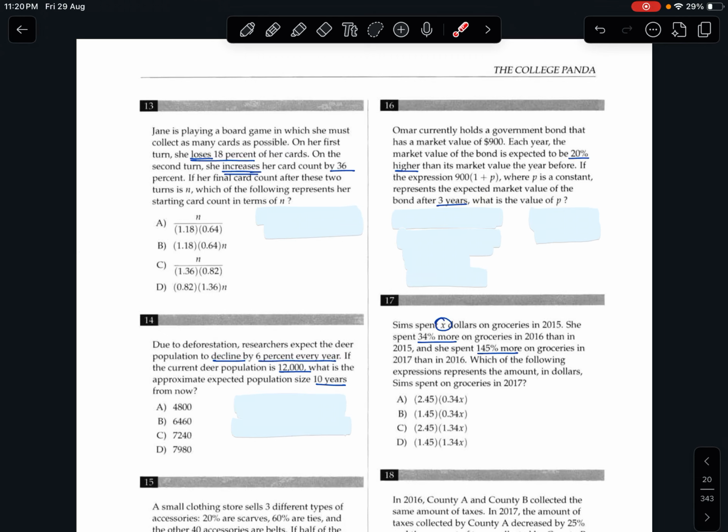Hey everyone, we're going to be wrapping up the chapter of percentages from College Panda SAT Math. So, without further ado, let's dive straight into it.